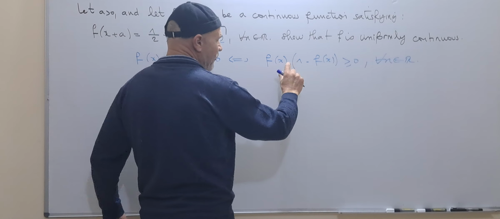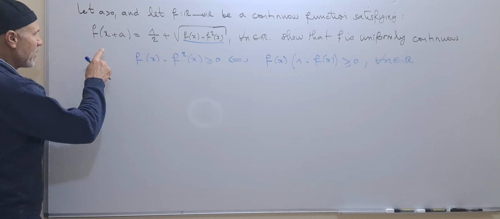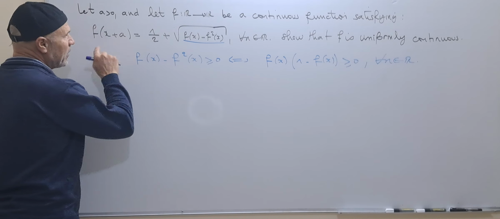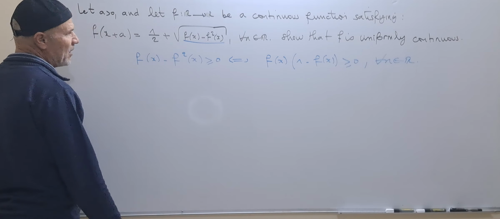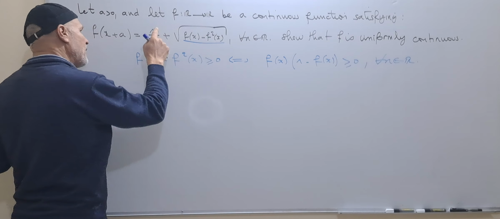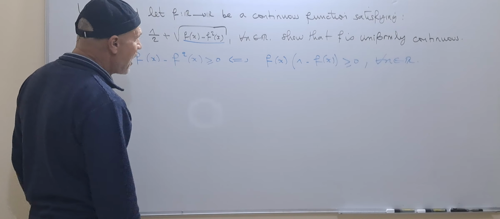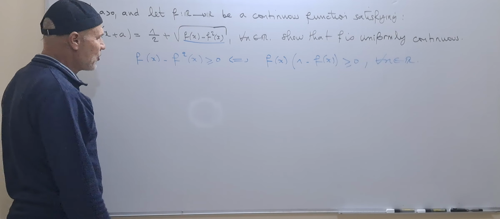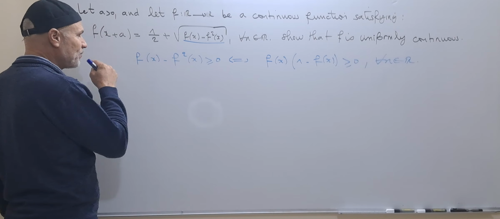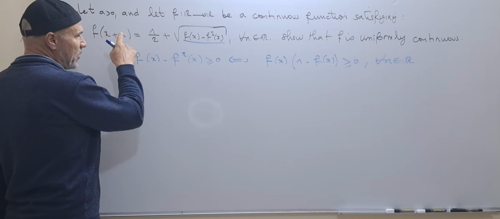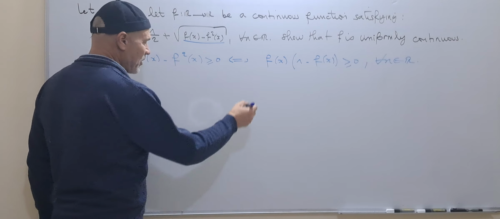The second remark is that f of x plus a is equal to 1/2 plus the square root of f minus f square. This square root is positive and 1/2 is positive. This means that f is positive for all x in R. X plus a, we can make a change of variable. We can say that f of x is greater than or equal to 0, since it is defined by this relation.